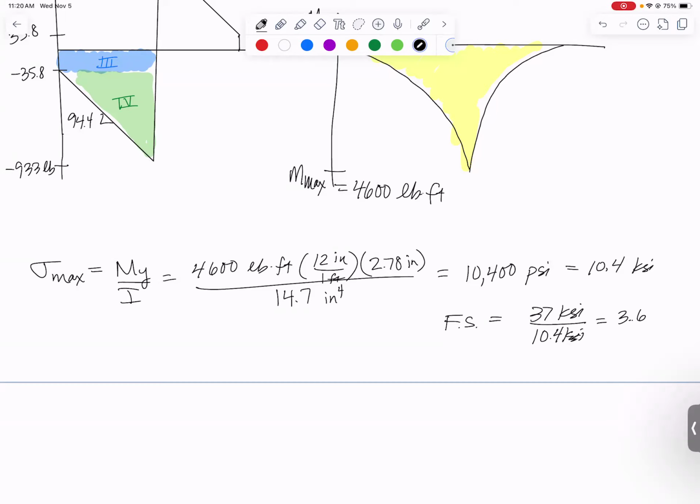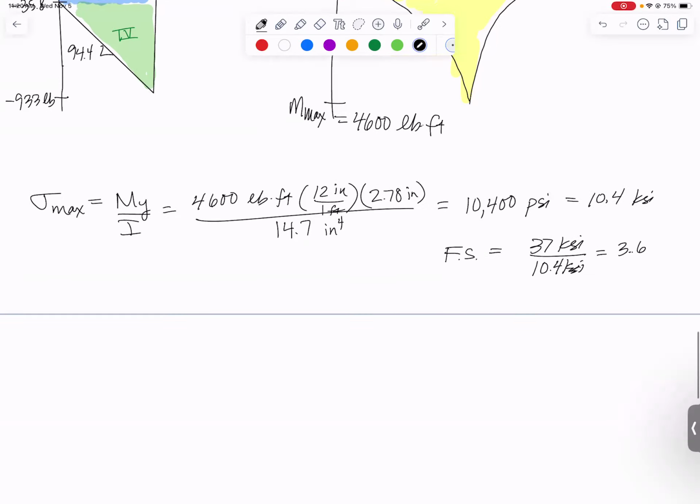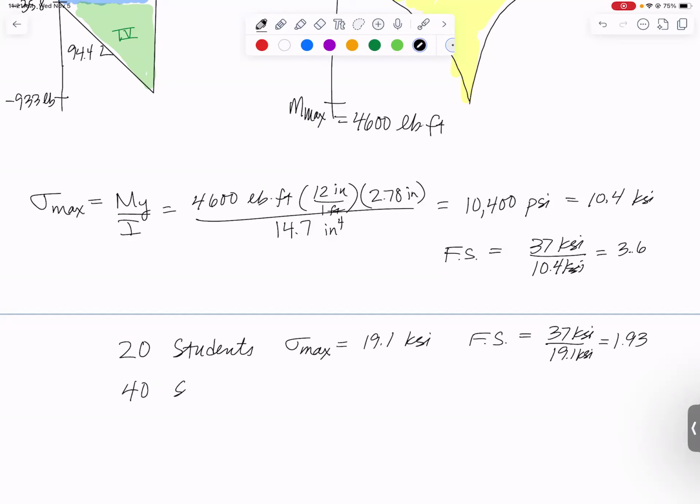Without going through all of the detail, I thought, well, what if we ramp up the number of students? If we bump it up to 20 students, what happens is the max stress goes up, not exactly double, but close to it. Now it's 19.1 ksi, and our factor of safety looks like 37 divided by 19.1, which is 1.93. What if we doubled it again?